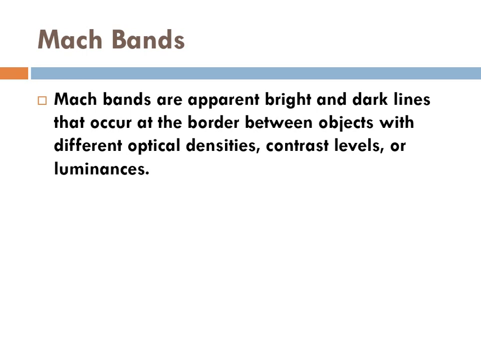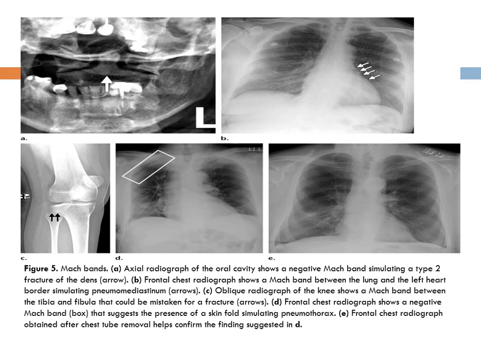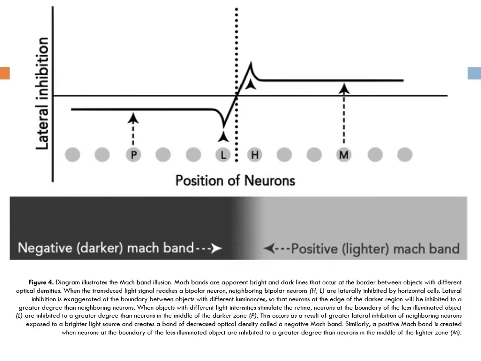We have examples like Mach bands. Mach bands are apparent bright and dark lines that occur at the border between objects with different optical density, contrast level, or luminescence. They occur at the boundaries, and we have positive and negative Mach bands. This process is formed by lateral inhibition: when one cell is stimulated horizontally, it inhibits nearby cells. At the boundaries, the effect will be positive or negative, and the lines appear accordingly. So really, there are no lines. But when this is too dark and this is too bright, with a transition between them, our brain tells us there is a band somewhere here.